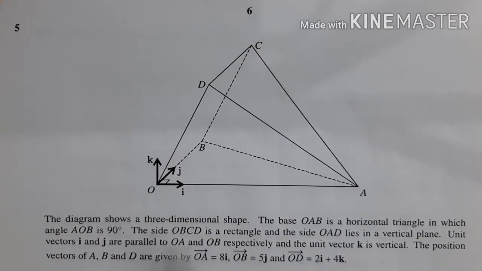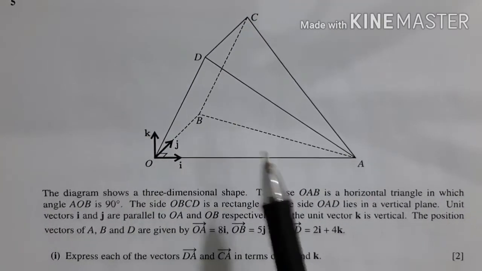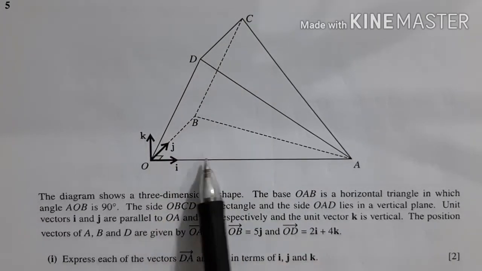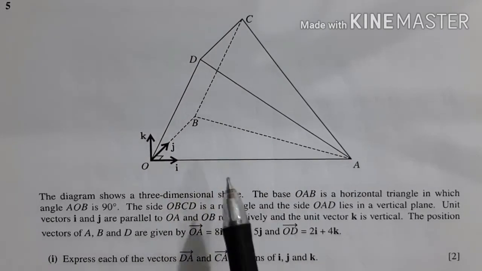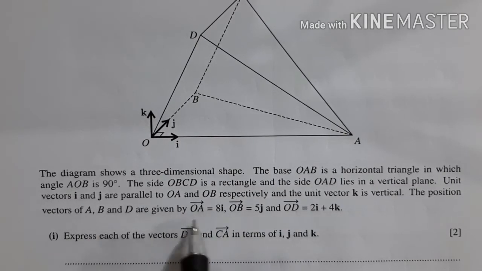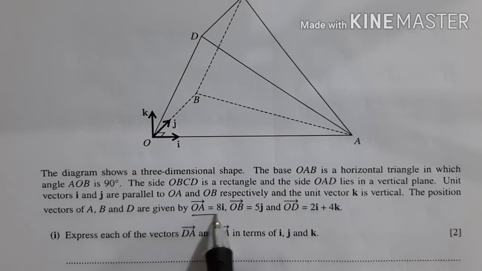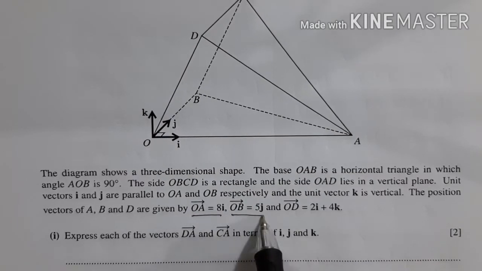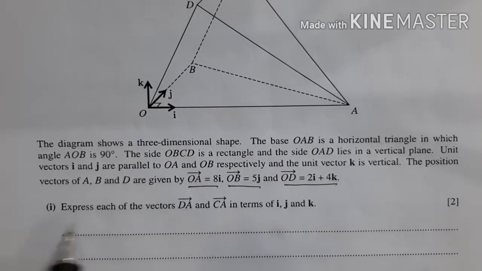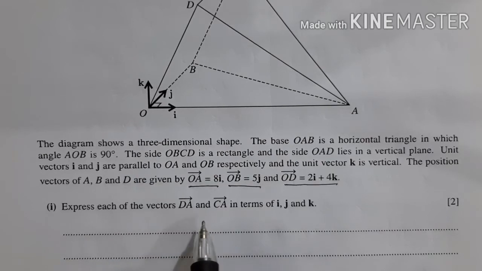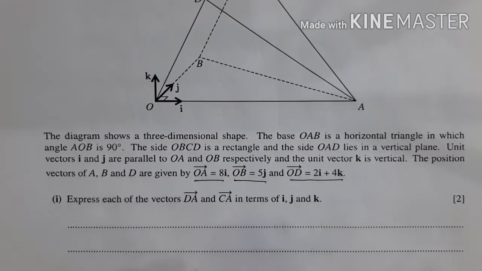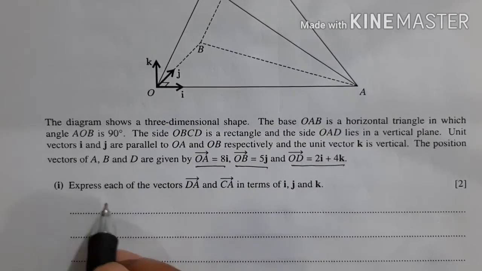Question number 5. I'll not read the question because you can see the question carefully. This is a right angle triangle at the base. This is a rectangle, and you can see the whole question. I'll just repeat these values again because we need them. OA is 8i, OB is 5j, and OD is 2i plus 4k. So express each of the vectors DA and CA in terms of i, j and k. Okay, first of all, DA.